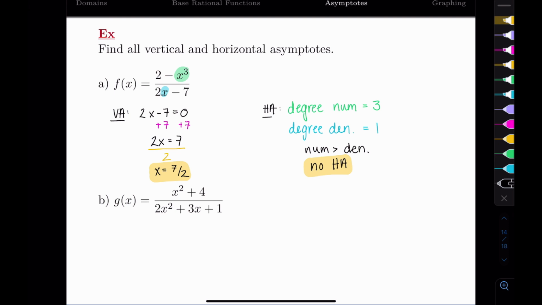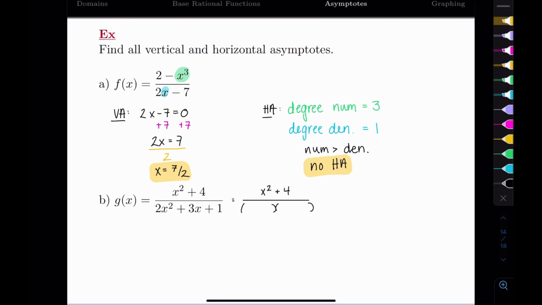For the second one, we have x squared plus 4 over this expression. I definitely want to factor this to make my life a lot easier. Unfortunately, the top does not factor because it's plus 4. Thankfully, the bottom does factor nicely. So to get 2x squared, we need a 2x and an x. And then to get plus 1, we really don't have an option to do that. We have plus 1 and plus 1.